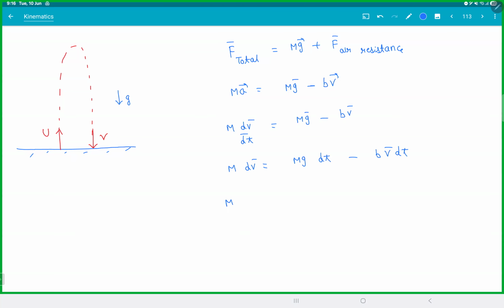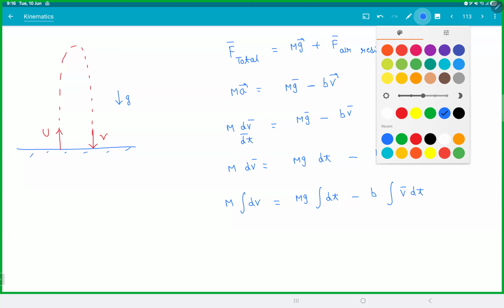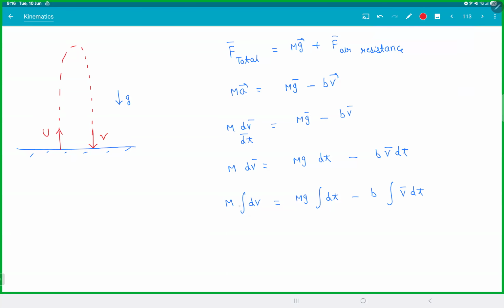Integrate on both sides. m integral dv equals mg integral dt minus b integral v bar dt. Now here the catch is, what are the limits of this? You're going up, so this is u, and you're coming down, this is minus v. Is that clear with the limits? Integral dv is the velocity, right? You're integrating a velocity component. So while going up, it is u, and while coming down, it is minus v. So those are the limits. For time, this will be 0 to the time of flight.